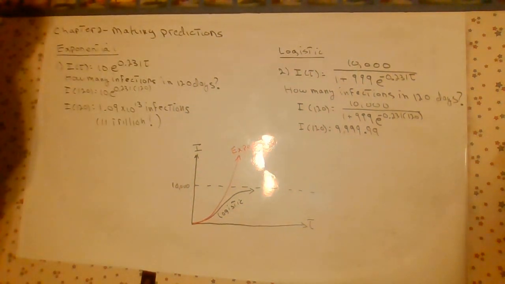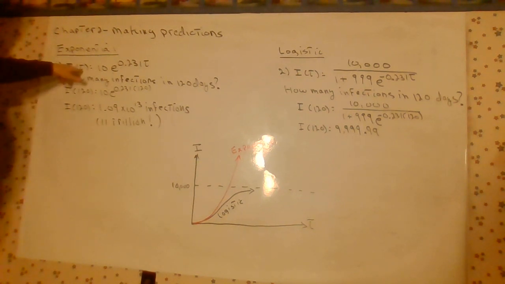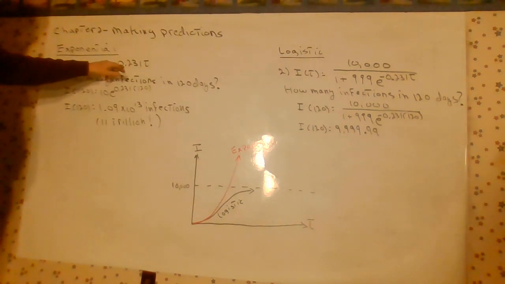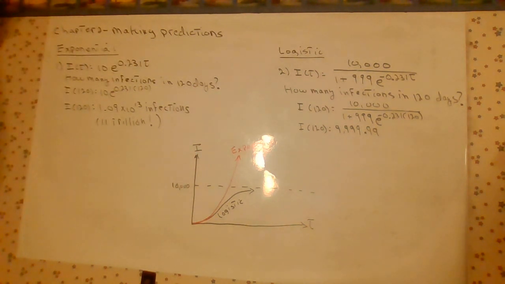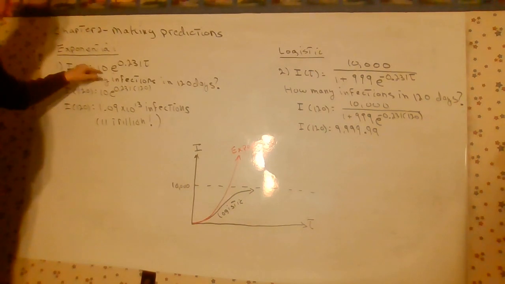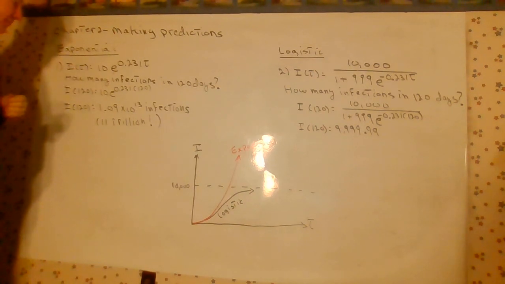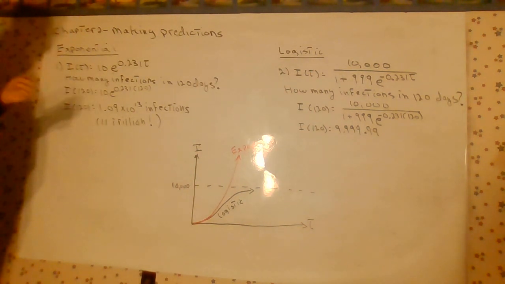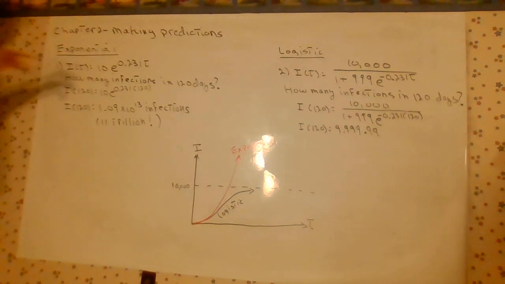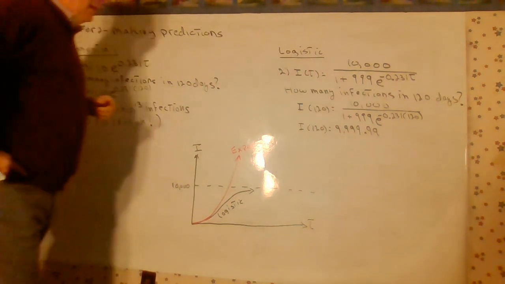Chapter 2, Making Predictions. We can return to our two models that we set up in Chapter 1. The first one is I of t equals 10e to the 0.231t. That was our exponential model. We had 10 initial infections, and it was doubling every 3 days. So in 3 days, we'd have 20, 6 days, we'd have 40, et cetera, and that gave us this model.